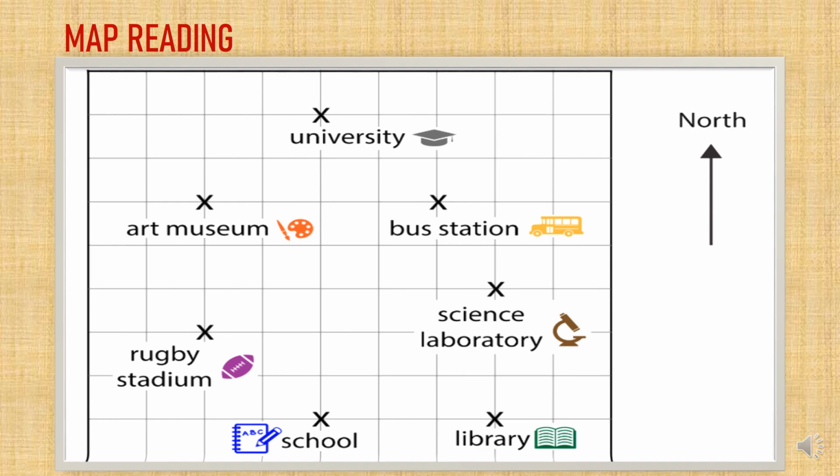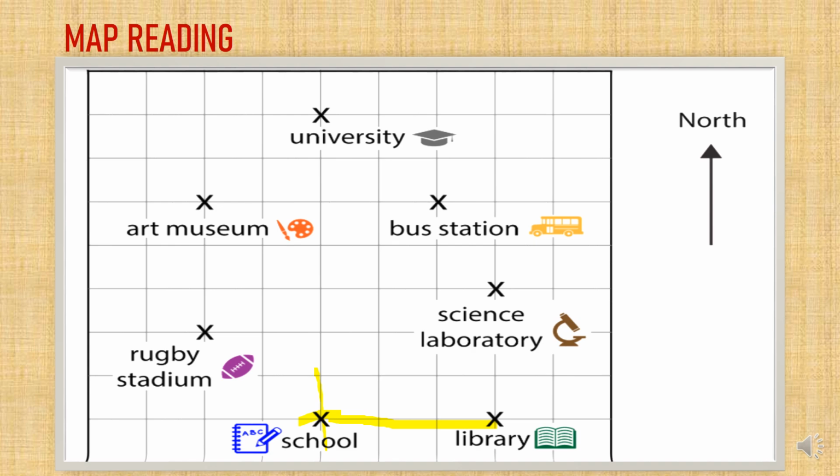Let's start with an example of the library from the school. Library from the school. Underline the word from. So from the school, we draw our 4 cardinal points here, and we join the 2 places with a straight line. So our direction becomes east.